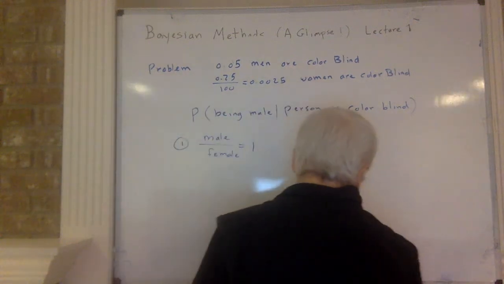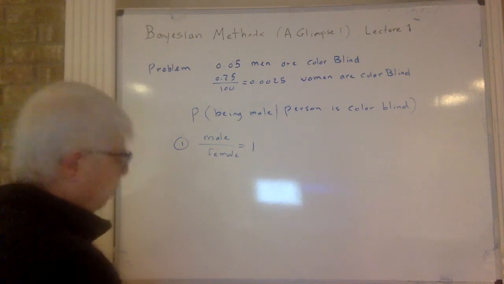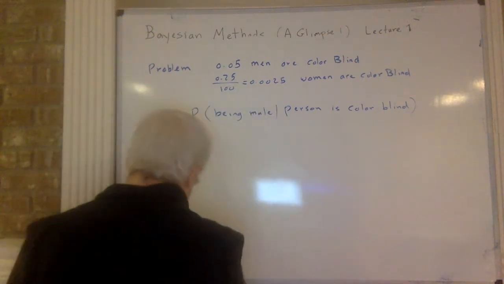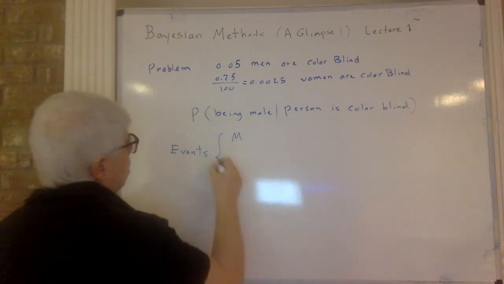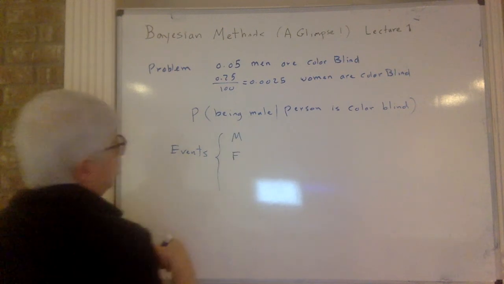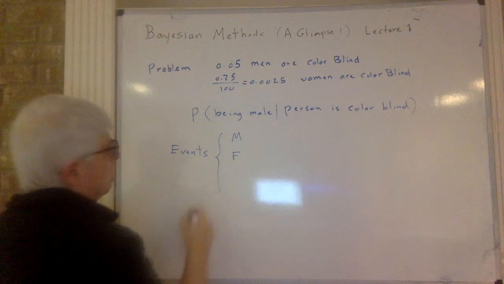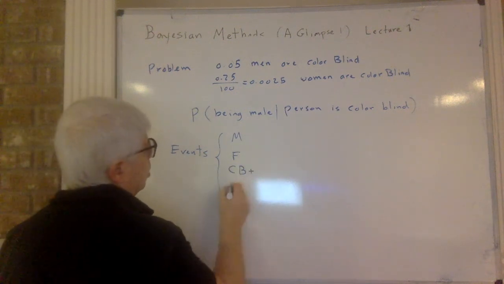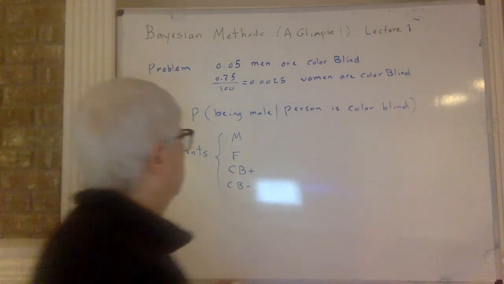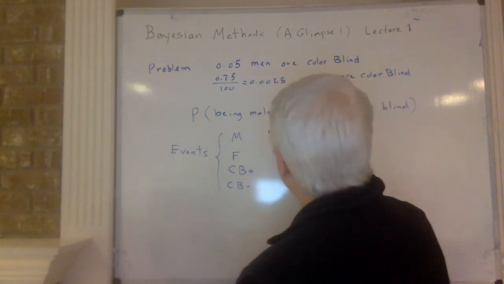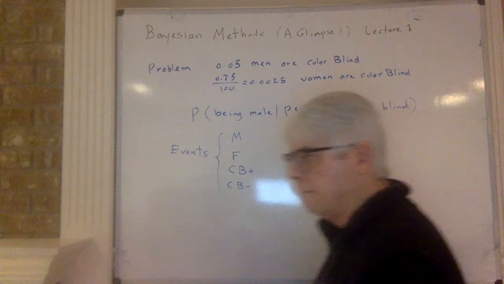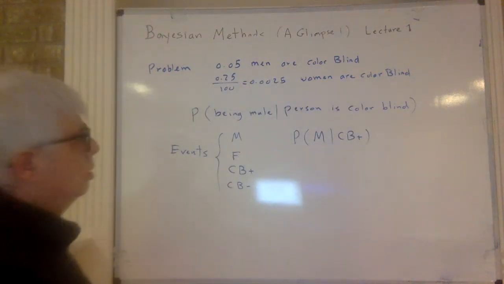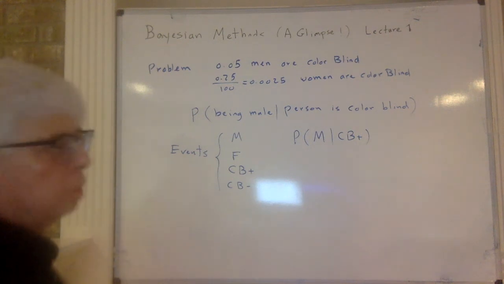So let's see, what do we have to... So events. We are assuming that they have the same number. So what are the events? First thing that you do is you define some events. Male, M. Female, let's write F. Colorblind positive, colorblind negative, right? So you are asking for P of M given colorblind. You have chosen a person at random, and that person is colorblind.